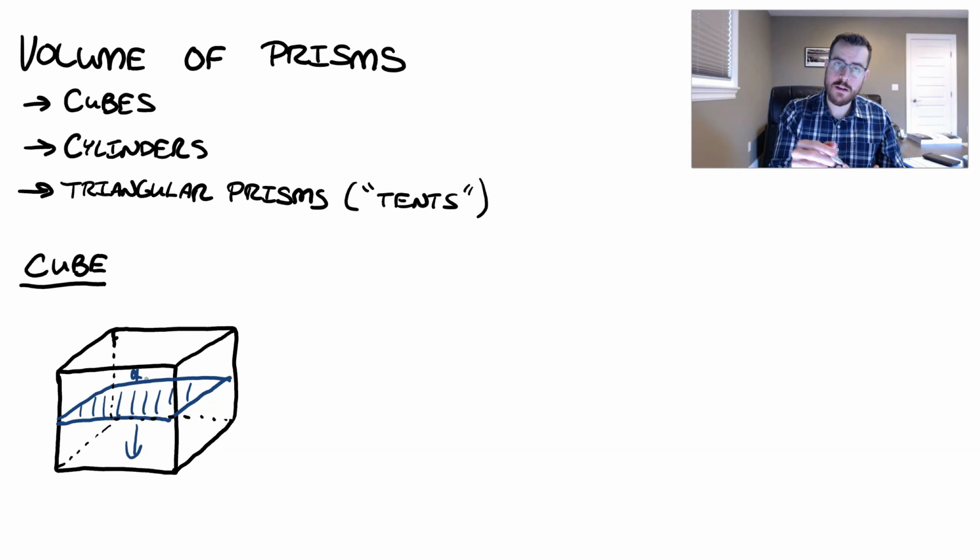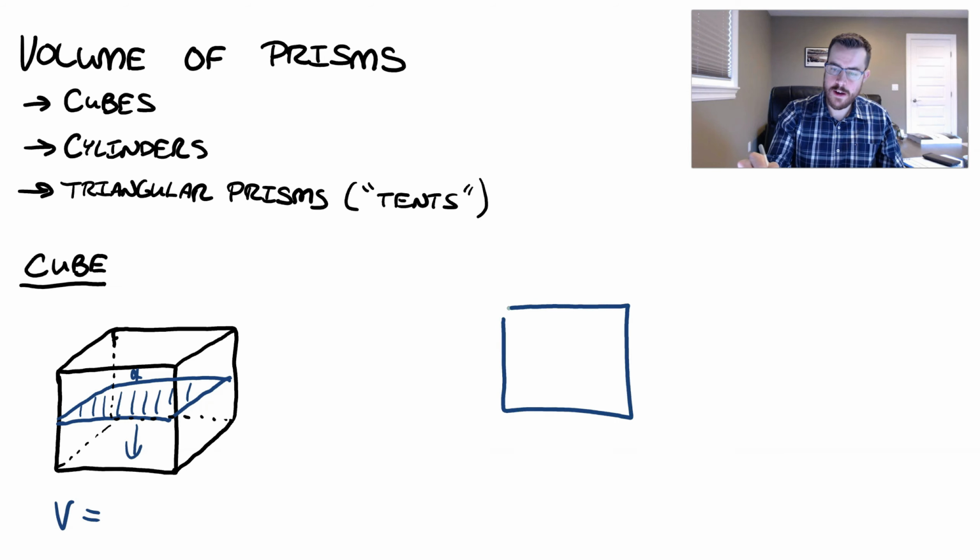So if we're trying to find the volume of a cube, what we're actually going to do is take the area of a square. Remember, the area of a square or rectangle is length times width. That's how we find area.